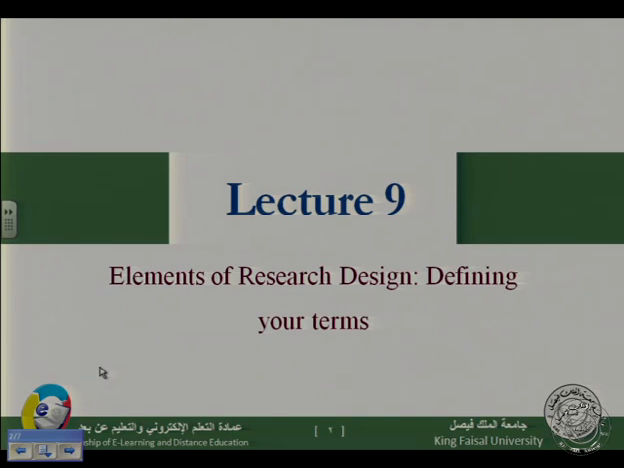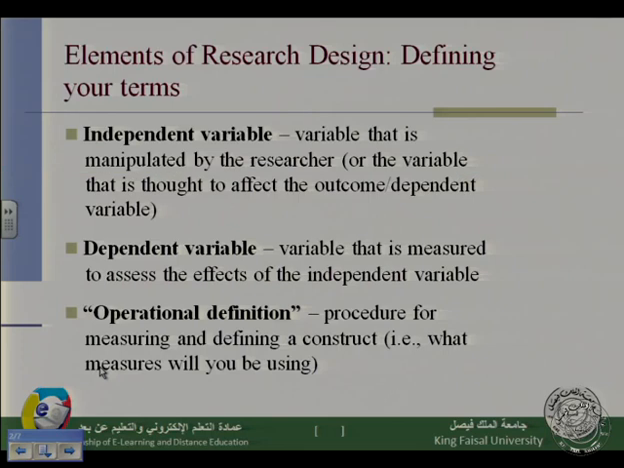So, elements of research design: defining your terms and hypotheses. We have some key terms today and we need to understand them. We have independent variable, dependent variable and operational definition. In each research we have something called variables that we want to test or measure. Let me give you an example. The easiest example is the effects of using computers in teaching grammar.